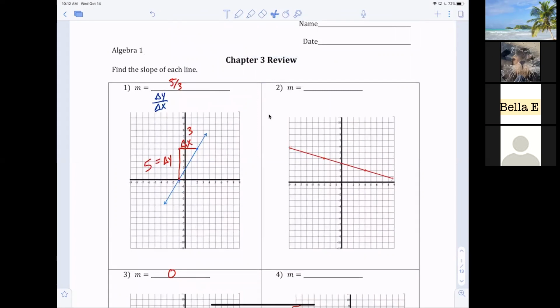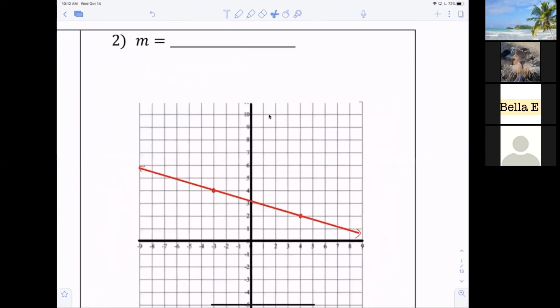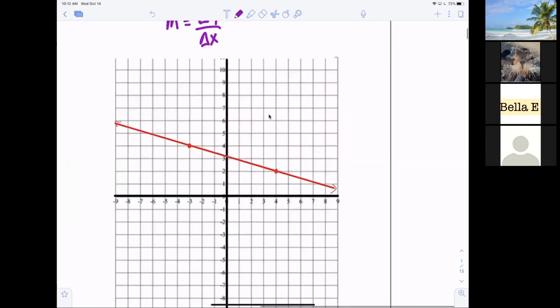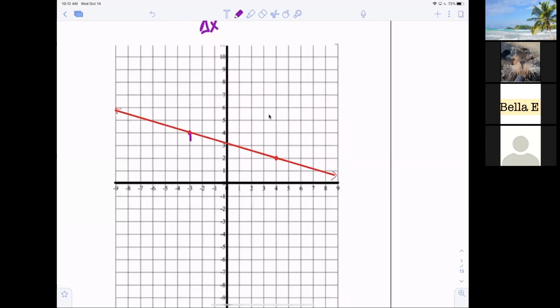Now, again, we are calculating the slope. For question number 2, remember, we start at the left point, and then we move to the right point. But the first thing I want you to do is write down M equals delta Y over delta X. Delta Y over delta X just means change in Y over change in X. So go from the left point to the right point. Here, I'm going here, and then I'm going over to here. That's how you calculate the slope.